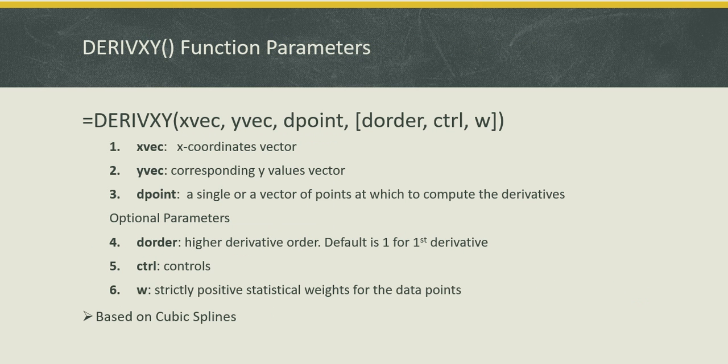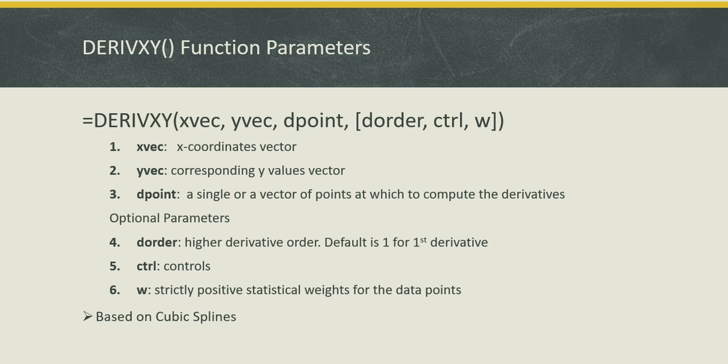Let's begin by introducing the function DERIVXY. DERIVXY takes three required parameters. The first parameter is a vector of x points. The second parameter is the corresponding y values for your x coordinates. The third parameter is either a single point or a vector of points at which you want to compute the derivatives. And it takes three additional optional parameters. The fourth one is the order of the derivative you want to compute. The default is the first derivative. You can pass 2 or 3.